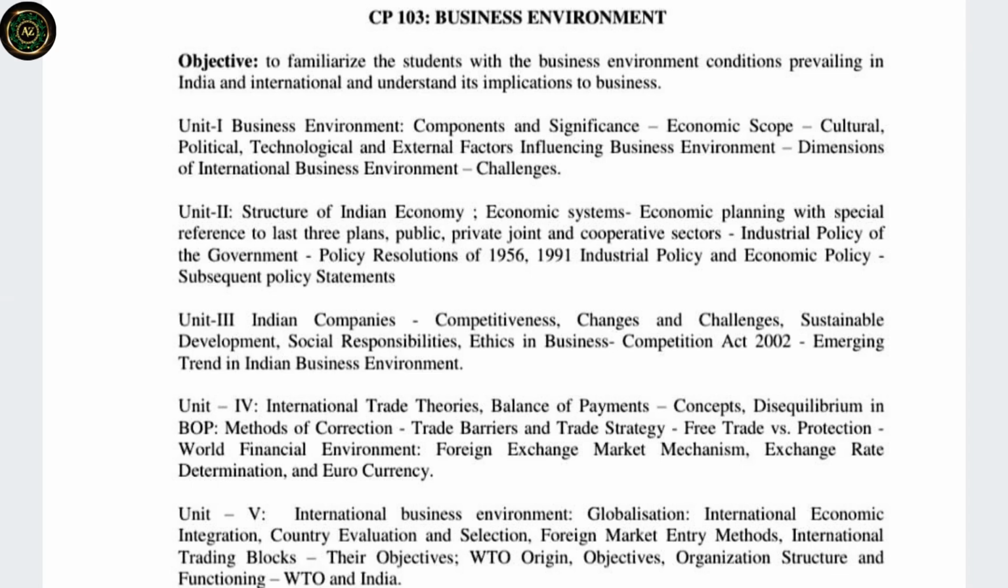Unit 5: International Business Environment, Globalization, International Economic Integration, Country Evaluation and Selection, Foreign Market Entry Methods, International Trading Blocks, their objectives, WTO origin, objectives, organization structure and functioning, WTO and India.